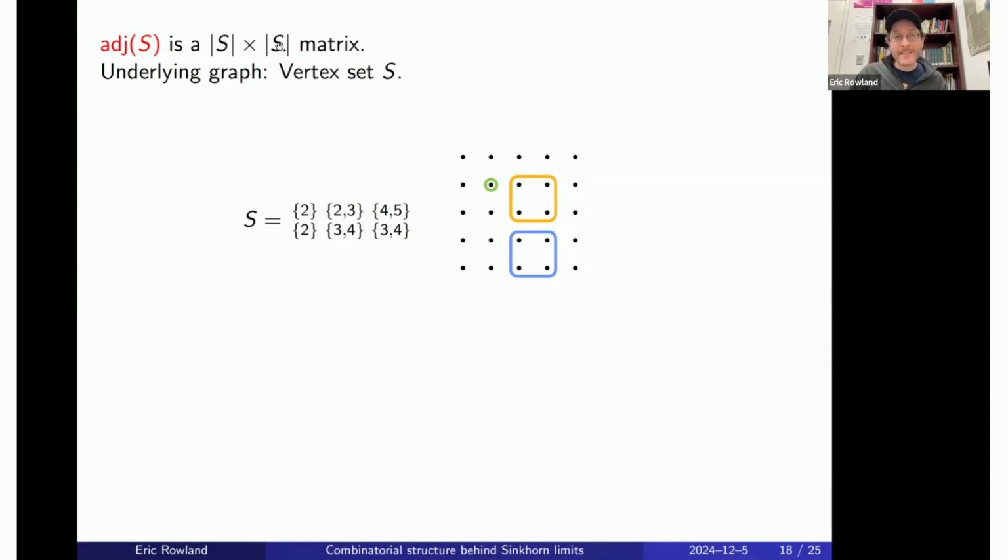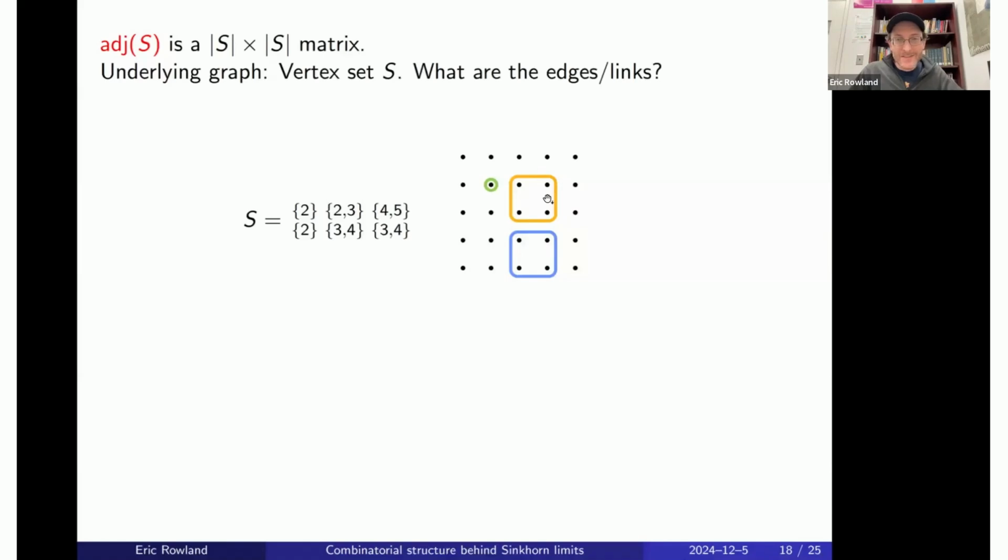Since this is going to be a size of S by size of S matrix, the underlying graph that we're taking the adjacency matrix of should be on the vertex set S. So for this one, it should be a 3 by 3 matrix. So the size of the graph was fairly clear. It's not so clear how we decide where the edges go.